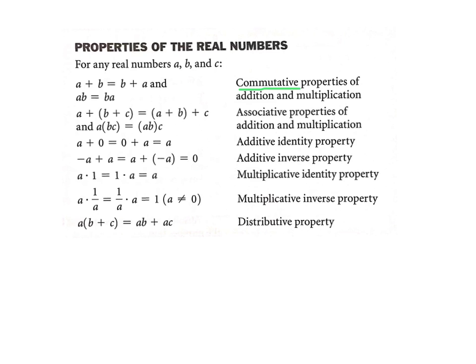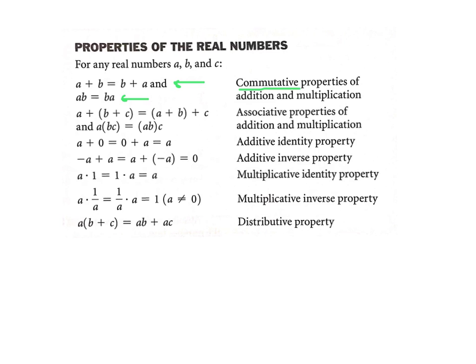All it says is it doesn't matter which order you add or which order you multiply, you get the same thing. 3 plus 7, 7 plus 3. 3 times 7, 7 times 3. Exactly the same result because it is commutative. Does not work for subtraction, does not work for division, just addition and multiplication.